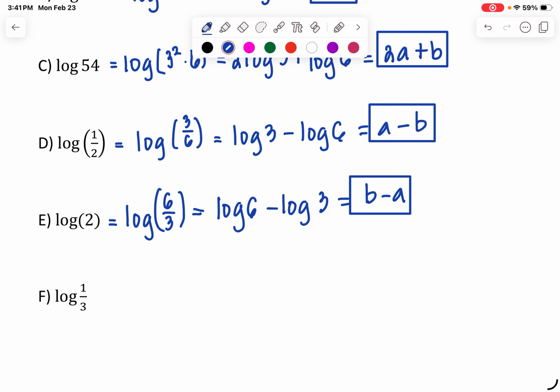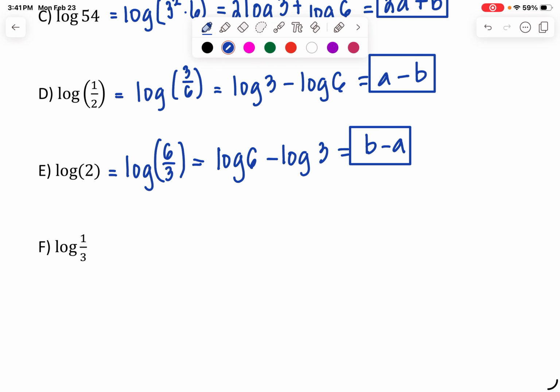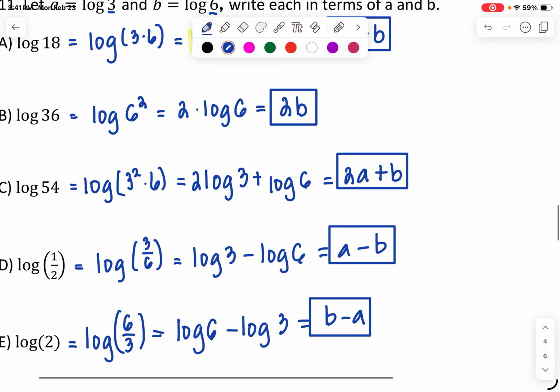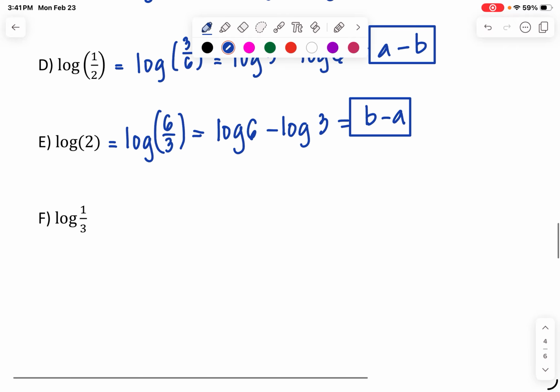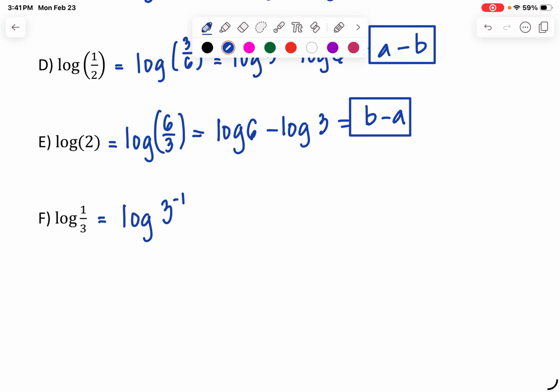Okay, next one, common log of 1/3. So I can rewrite 1/3 as 3 to the negative first power, right? It's not the only way to do it. It's just the fastest, right?